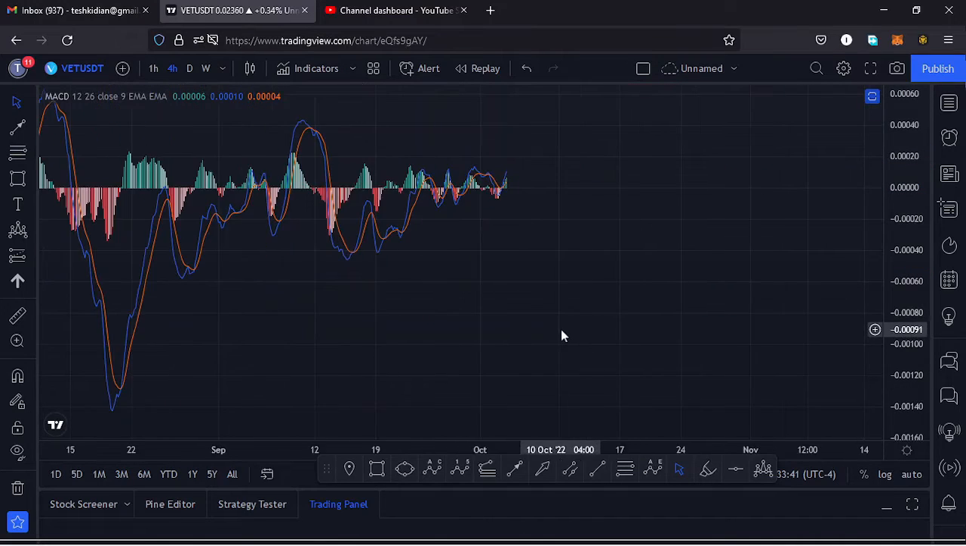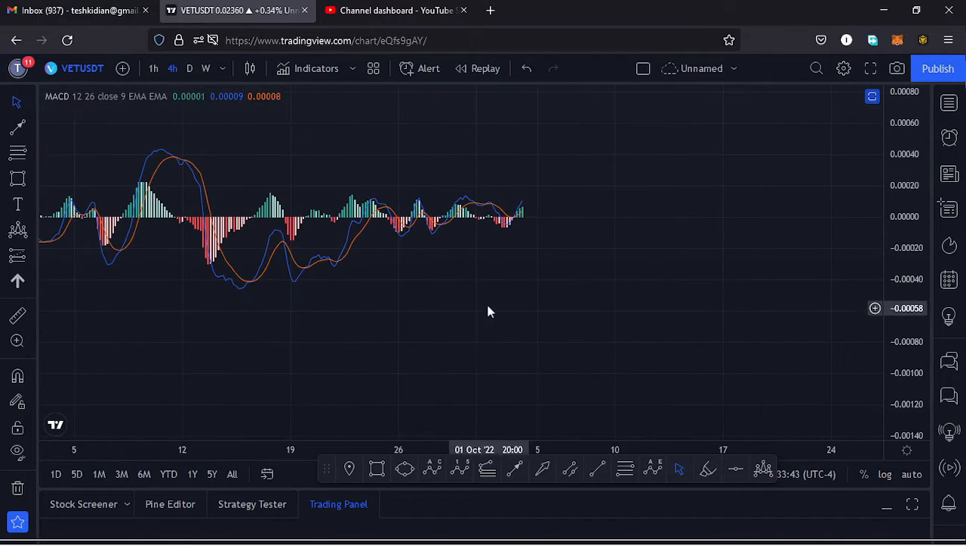Also taking a look at the MACD, here on the MACD we are seeing a bullish cross, and that would mean higher prices could be coming our way, and we might see the formation of a wave 2 and also invalidate my head and shoulders pattern.